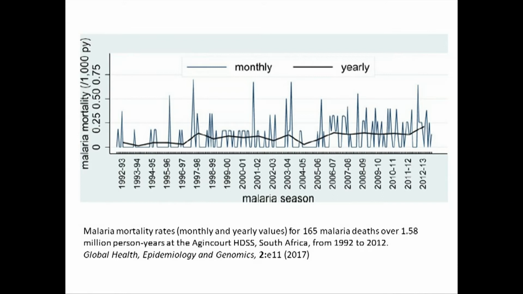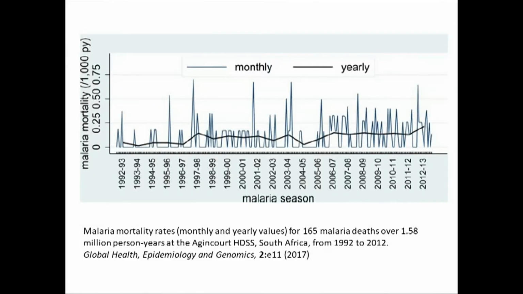But the solid line is the yearly aggregate of this monthly line, and it's actually quite worrying, because if you look at this, you can see in the early 90s, and we've got data from Agincourt, verbal autopsy data for all the deaths going back to 1992, and this is where you begin to see the power of having that case-by-case detailed information. There was very little malaria mortality. So this is around the time when South Africa moved into its new democratic era. And about 0.02 deaths per thousand.